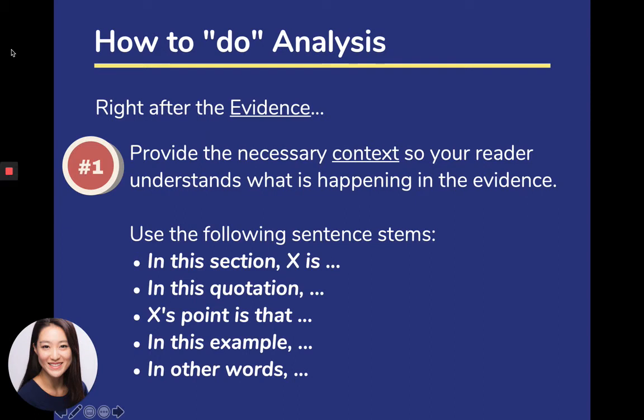I included here some sentence stems to provide context for your evidence, and my personal favorite is "in this quotation." This reminds you, the writer, to talk about the quote. Students often make the mistake of dropping a quotation and moving on. Please do not make this mistake. You have to discuss the quotation, and it starts with providing the context. Please feel free to use and adapt any of these sentence starters.